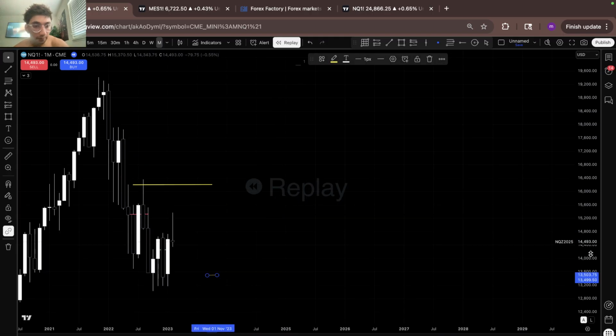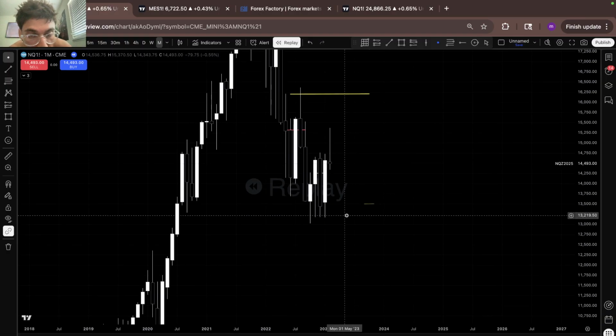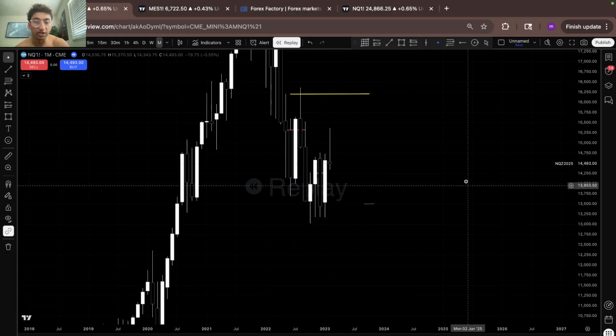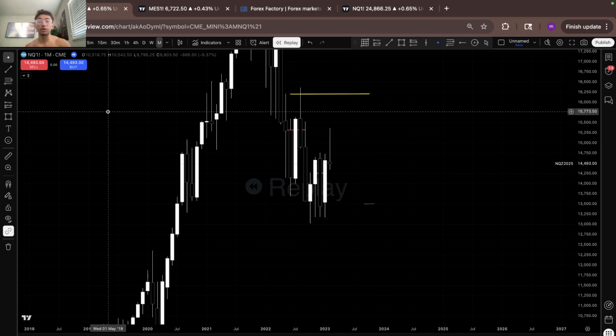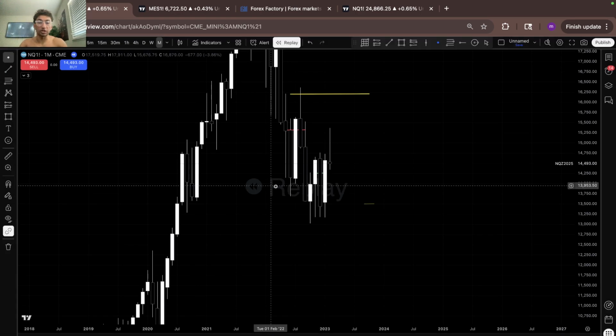Okay, so yeah. December did not sweep November low, but January swept both those lows. Why did January sweep the low? Purely because of that weekly change in state.